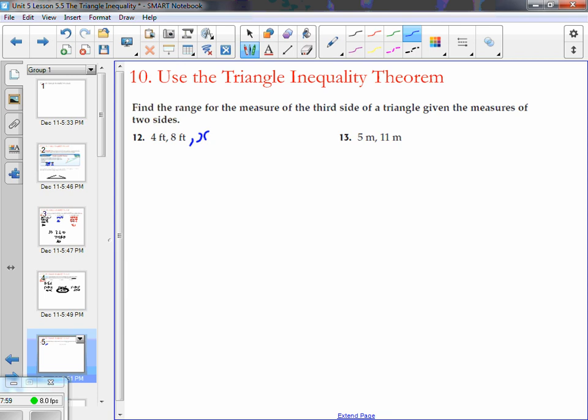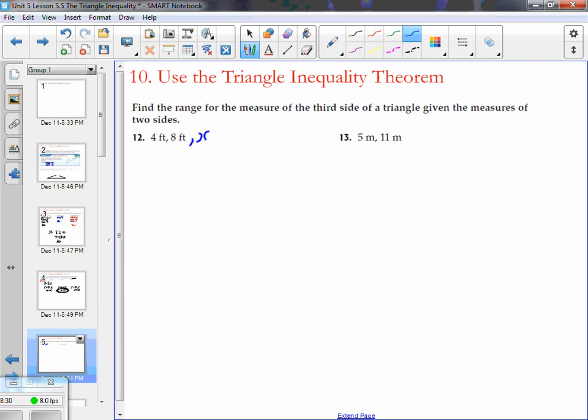Okay? And well, before I even do that, let me convince you that there is a range. If x was 10 million, that's too big, right? 4 plus 8 is not greater than 10 million. So there has to be some upper limit for how big x can be. And don't we also know, like for instance, if x was 0.2, that's too small because 0.2 plus 4 is not greater than 8. So there has to be a lower limit as well, doesn't there?